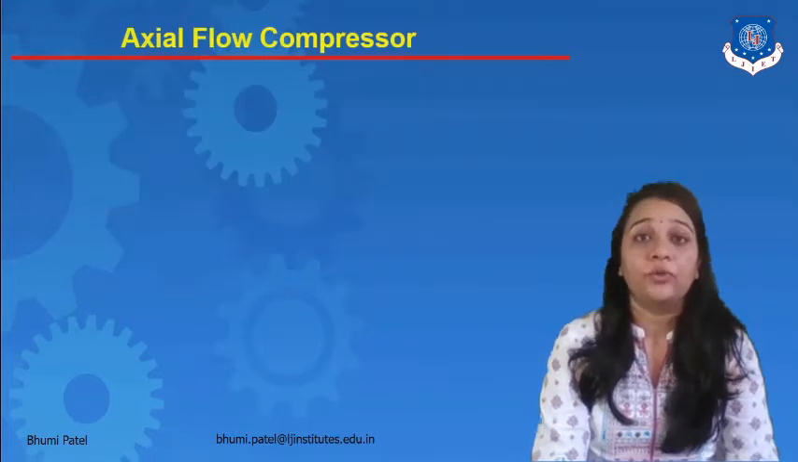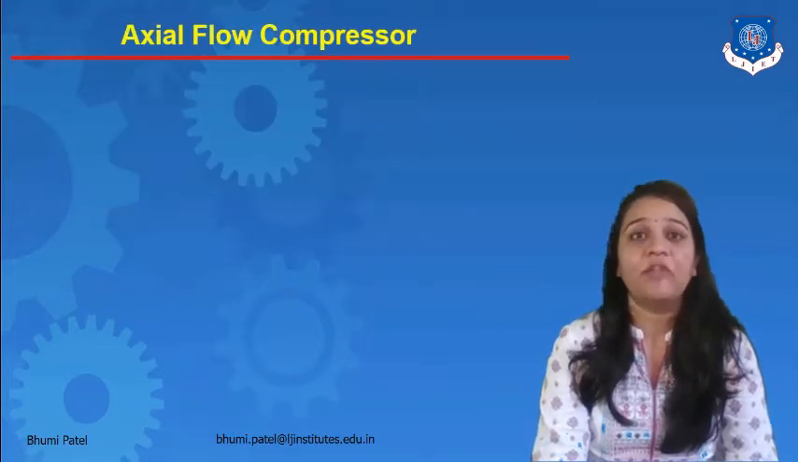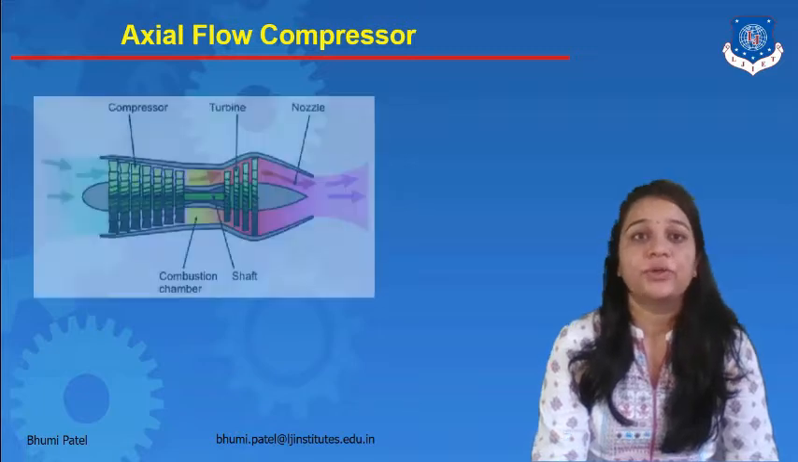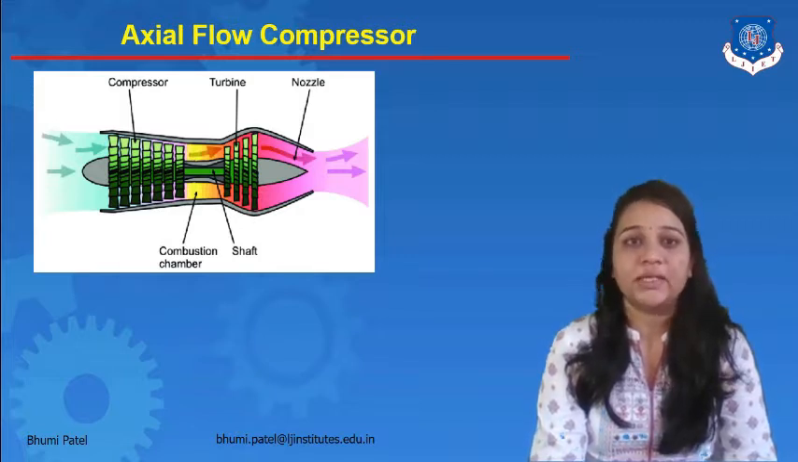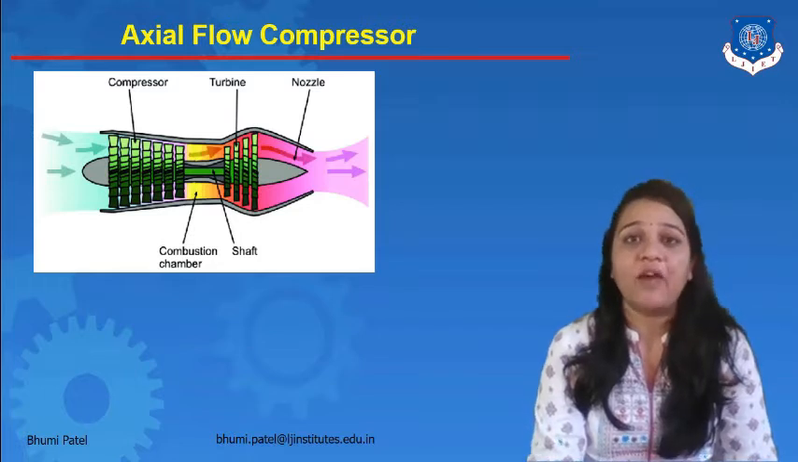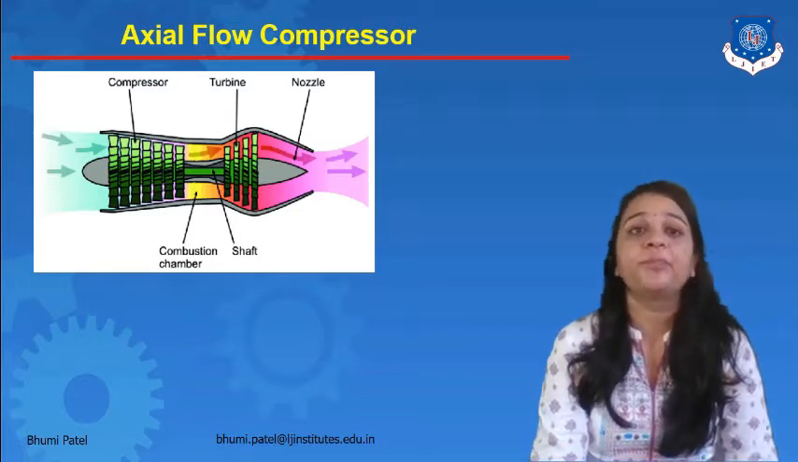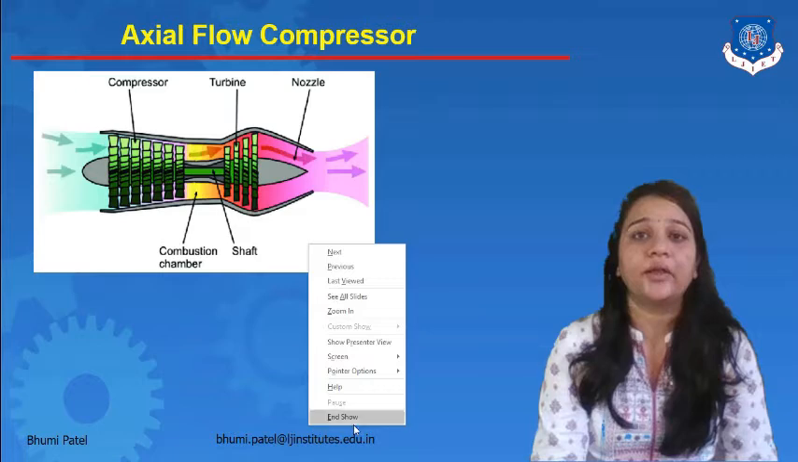Okay, now today's topic is the axial flow compressor. So this is the diagram of the axial flow compressor. In this you can see that we have a compressor, turbine, and nozzle system, and the shaft is connected between the compressor and the turbine.